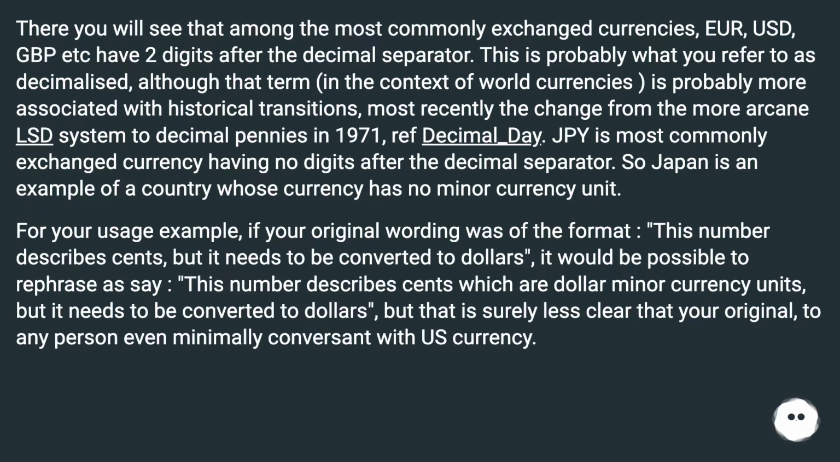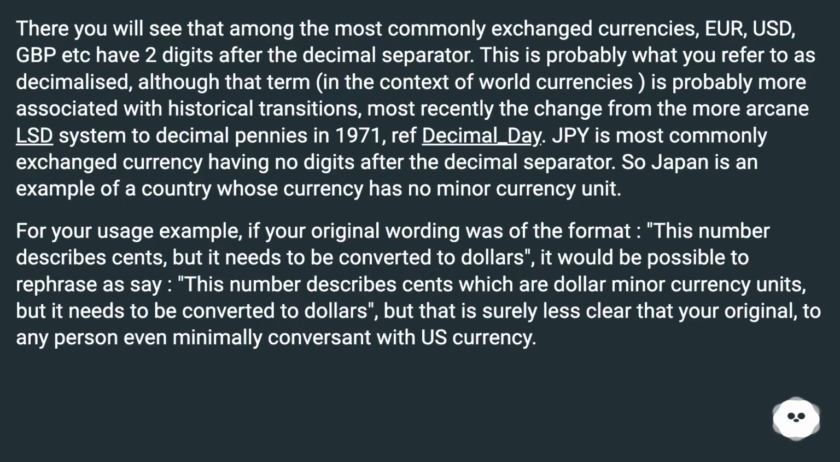There you will see that among the most commonly exchanged currencies, Euro, USD, GBP etc. have 2 digits after the decimal separator. This is probably what you refer to as decimalized, although that term, in the context of world currencies, is probably more associated with historical transitions, most recently the change from the more arcane LSD system to decimal pennies in 1971, ref decimal day. JPY is the most commonly exchanged currency having no digits after the decimal separator. So Japan is an example of a country whose currency has no minor currency unit.